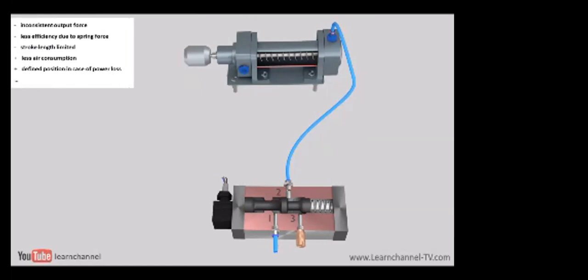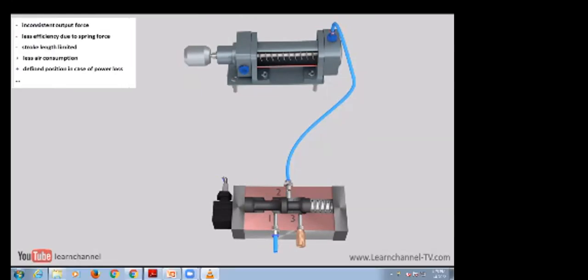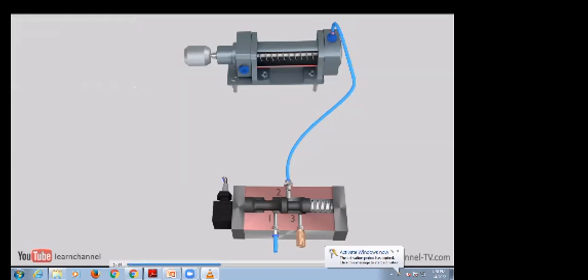However, this built-in spring also leads to an inconsistent output force through the full stroke and less efficiency due to the opposing spring force. In addition, the stroke is limited by the spring length. In general, single-acting cylinders offer a relatively short stroke compared to double-acting cylinders.